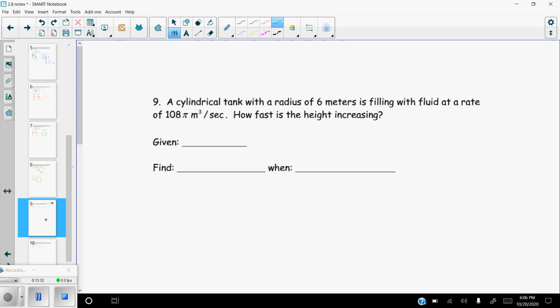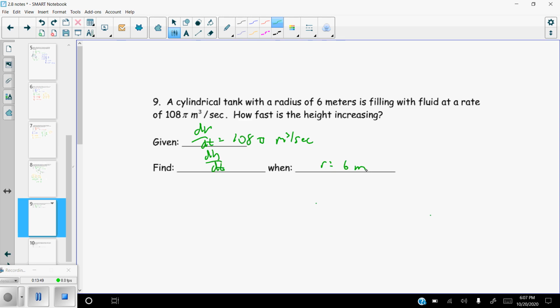A cylindrical tank with a radius of 6 meters is filling with fluid at a rate of 100 pi meters cubed per second. 100 pi meters cubed, three-dimensional, that's volume. So dV/dt is going to be 100 pi meters cubed per second. How fast is the height increasing? So we're trying to find dH/dt, specifically when the radius is 6 meters.